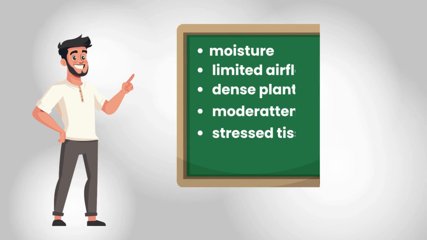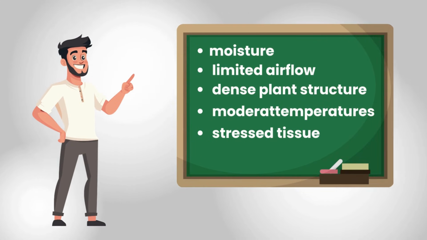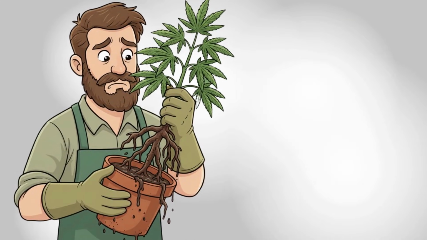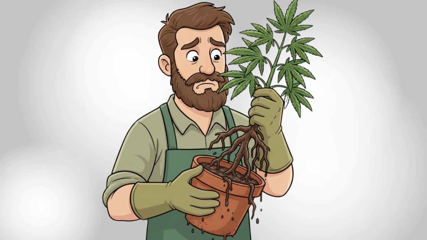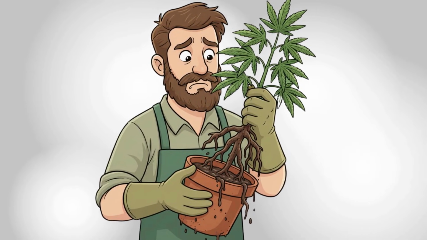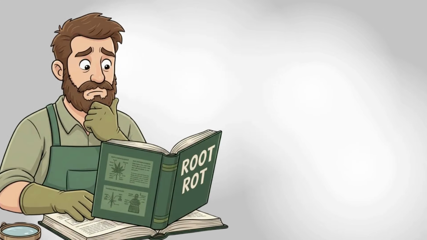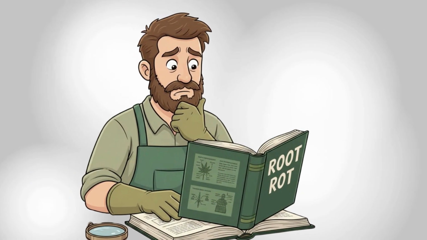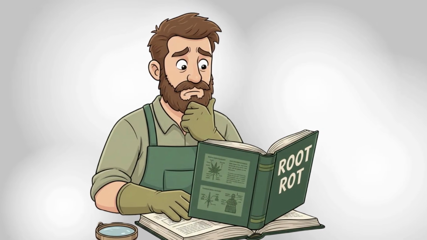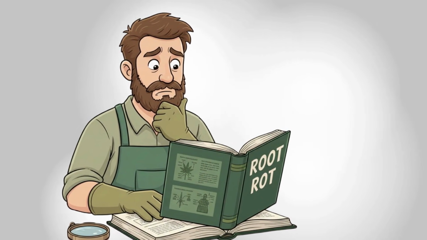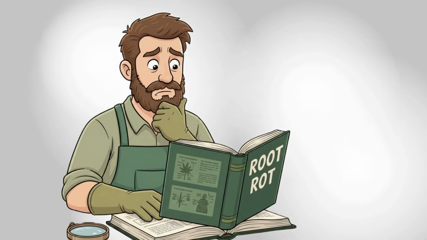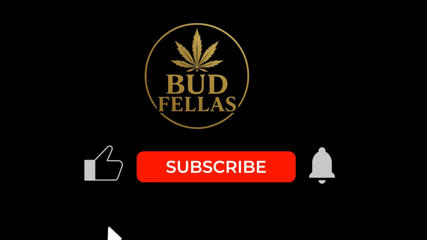In summary, bud rot happens because fungal spores exploit moisture, limited airflow, dense plant structure, moderate temperatures, and stressed tissue. It is not caused by a single mistake, brand choice, or genetic flaw. It is the result of biological opportunity. Understanding bud rot as a biological process rather than a moral failure helps growers approach the topic with logic instead of panic. The fungus follows predictable rules. When those rules are understood, the fear around bud rot disappears. Bud rot is not mysterious. It is biology doing what biology does under the right conditions.